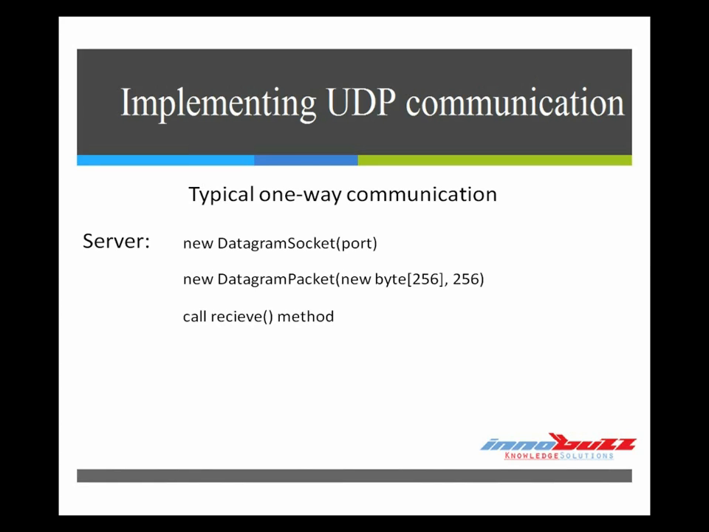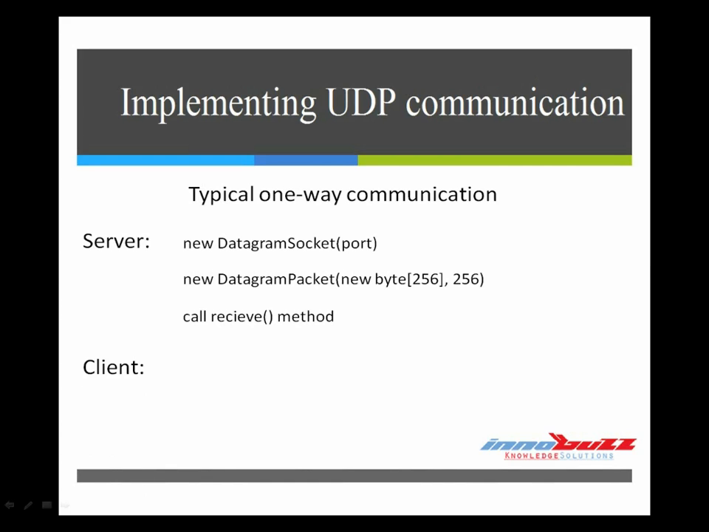We have to surround it with a try-catch block because the socket constructor may cause a socket exception and the receive method may cause an input-output exception. If we want to reply to this message, it contains the IP address and the port number of the sender machine. After we receive the datagram, we should close the socket by the close method of the datagram socket class.